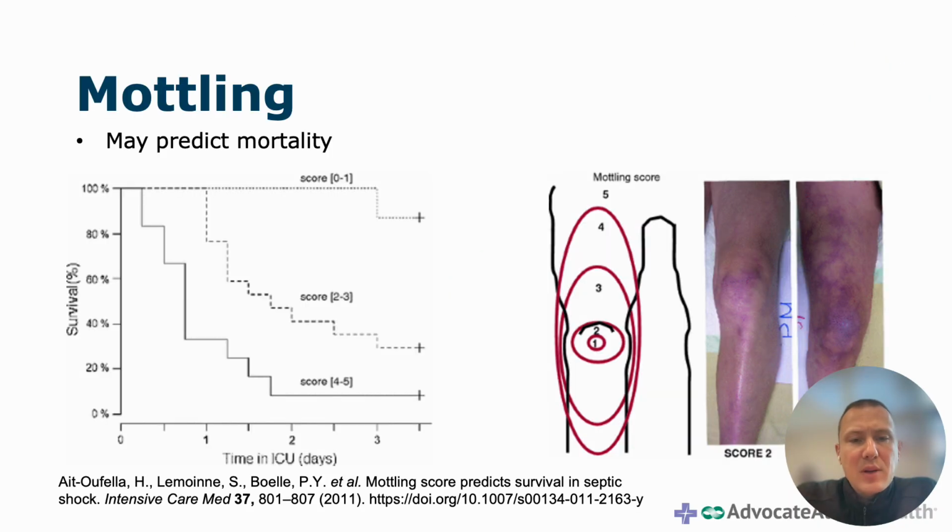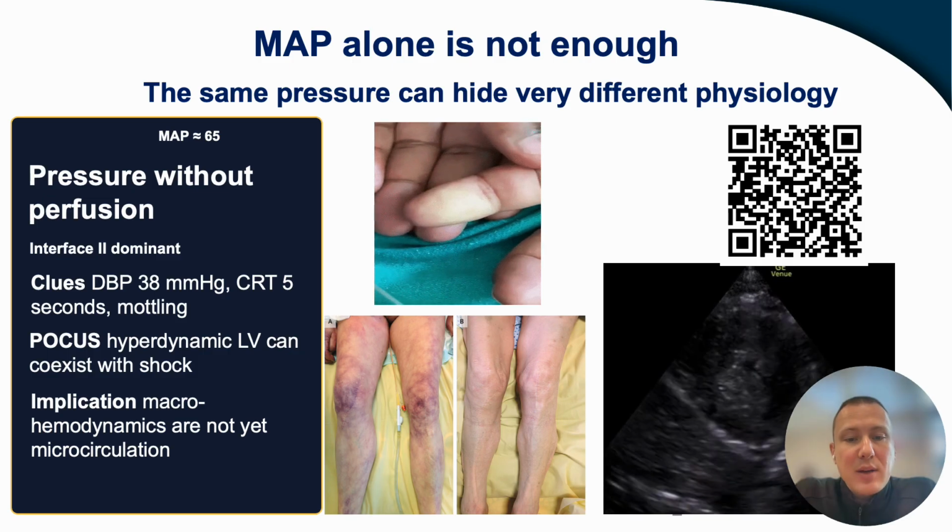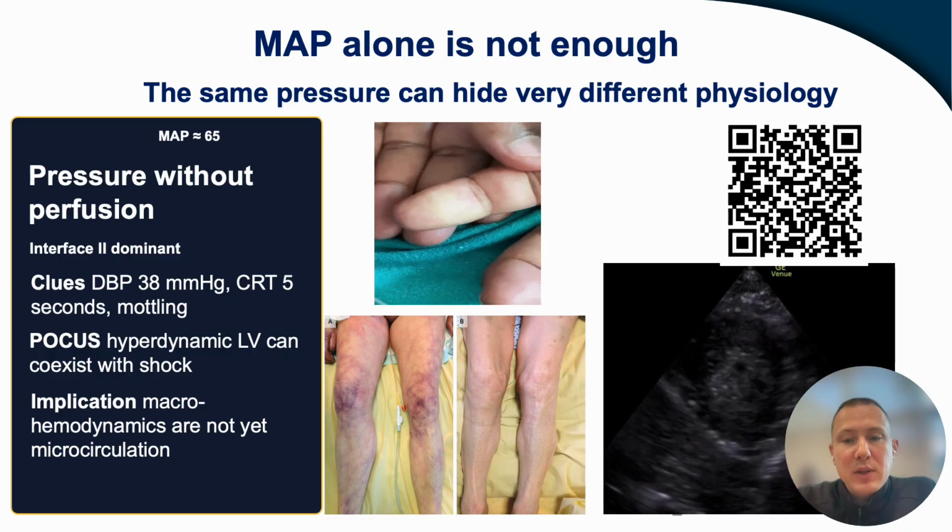Interface number 2, your microcirculation, will largely be reflected by skin exam at the bedside. So Motlin score has been associated with certain levels of mortality. For example, in this paper, a Motlin score of 5, which means the mottling extends all the way down to the groin, has been associated with more than 90% mortality, while mottling around the kneecap only is associated with much lower mortality of about 10%.